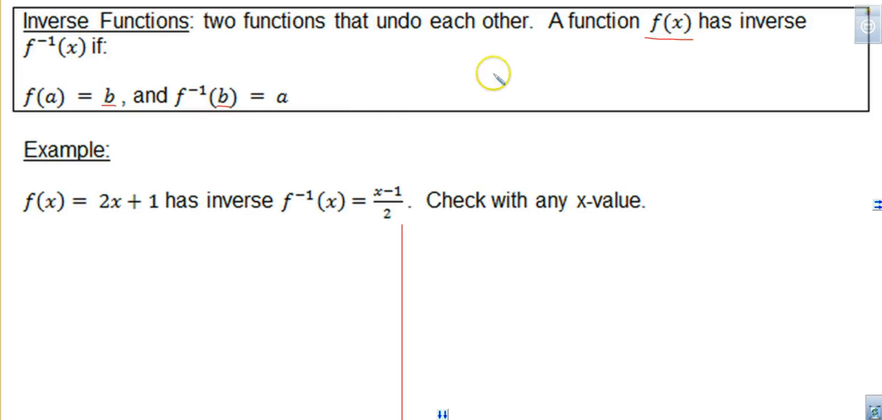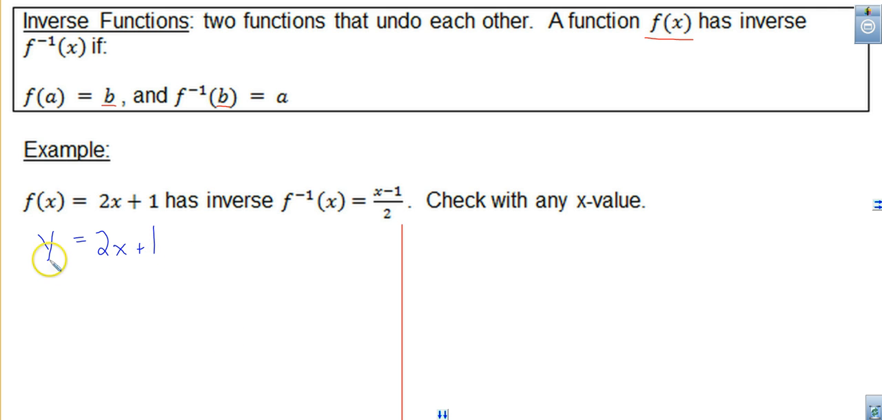so we'll have to check that out. As an example here, f of x equals 2x plus 1 has this inverse equation. I want to check that with an x value to see if it actually is an inverse. But first, just to review, let's figure out exactly how we got from here to here, how we figured out that inverse. Now remember that f of x is really just your y value of a function.